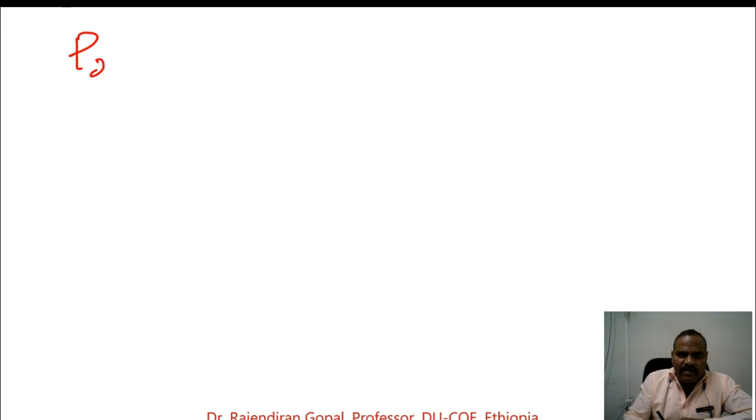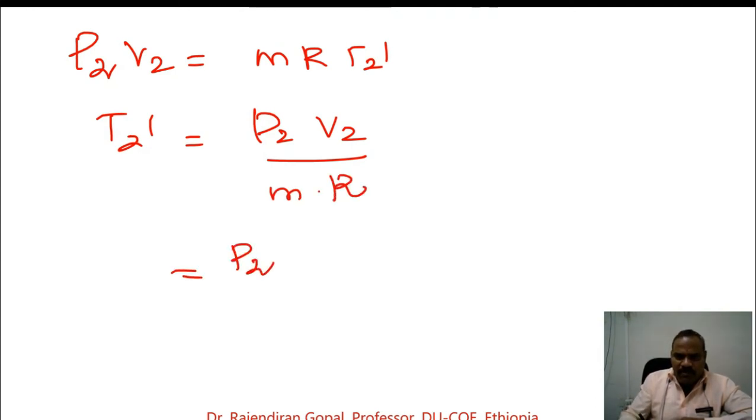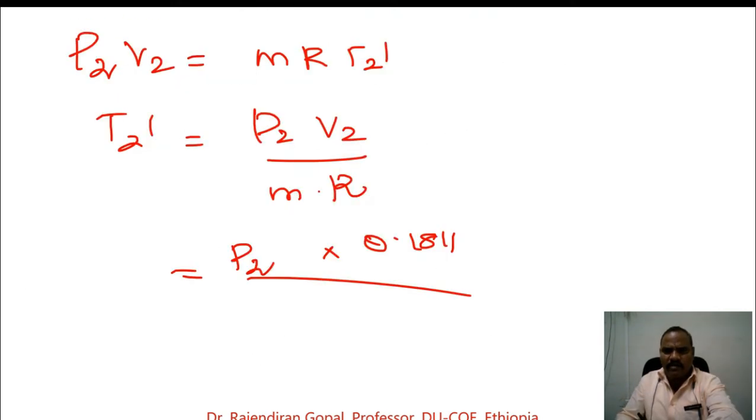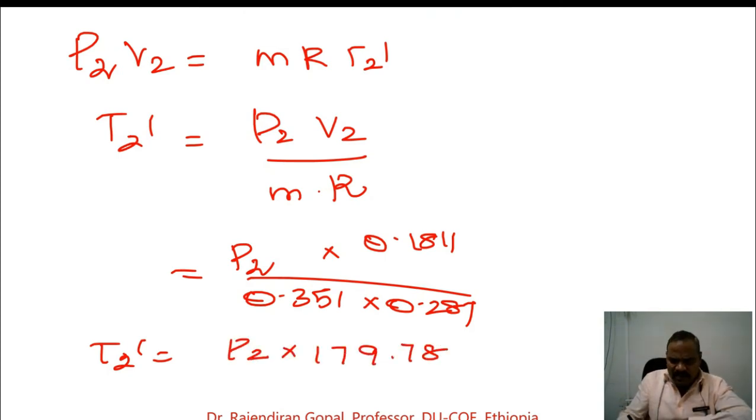Now from the ideal relation, P2 V2 is equal to MR T2 dash. Then T2 dash is equal to P2 V2 by MR, that is equal to P2, unknown value, V2 we know 0.1811, then mass flow rate 0.351, then R 0.287. We get T2 dash is equal to P2 multiplied by 179.78, assume it is equation 3.